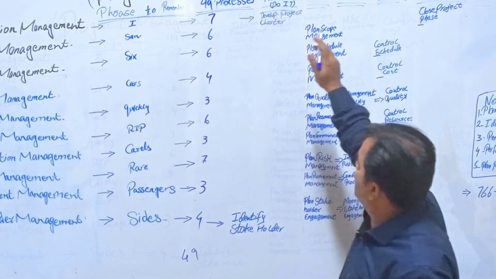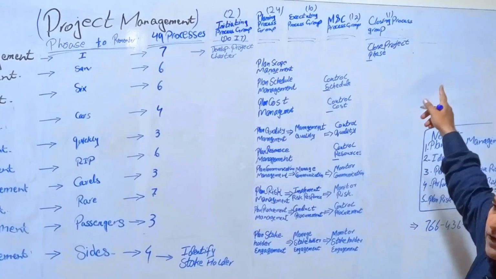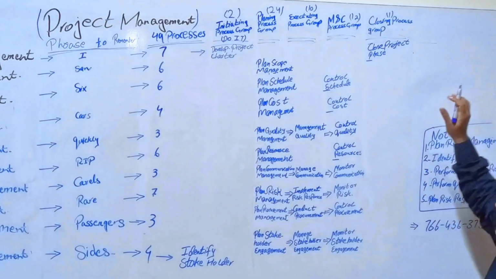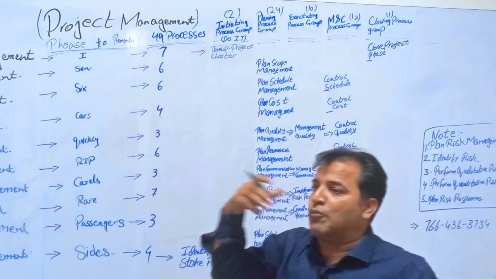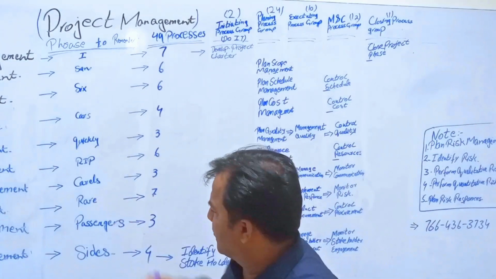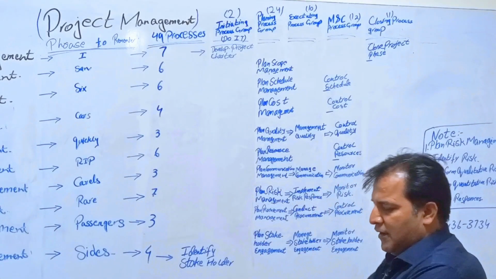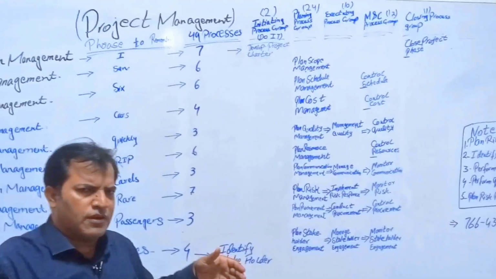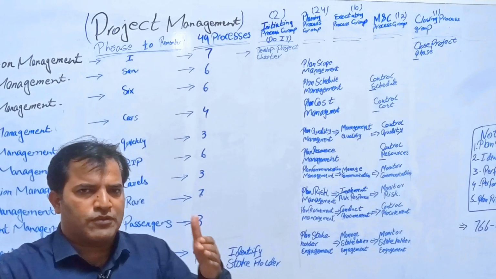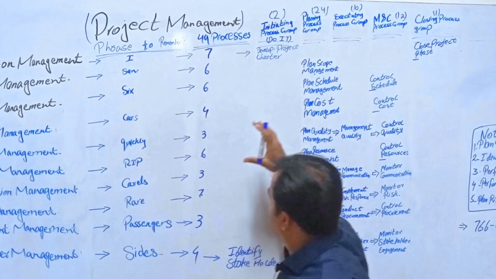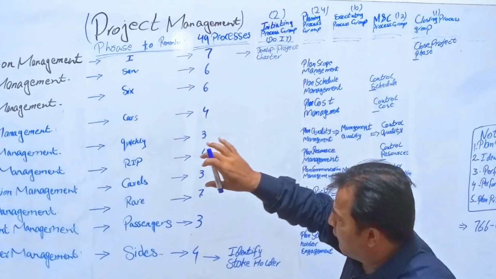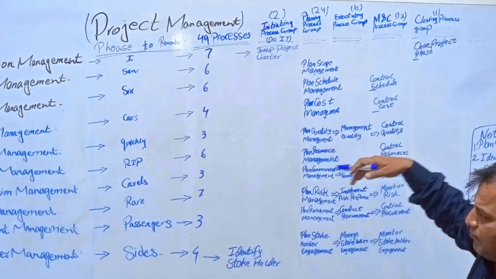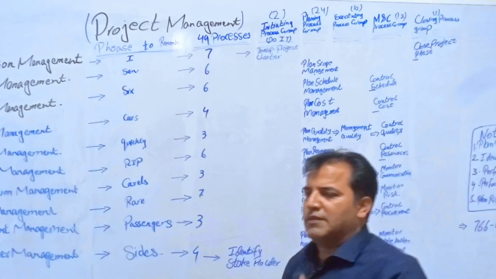And in the same way, 2, 24, 10, 12, and 1, that will be 49 in terms of the 5 process groups. So in today's lecture, I will try to adjust the 49 processes in terms of knowledge areas as well as in terms of process groups.